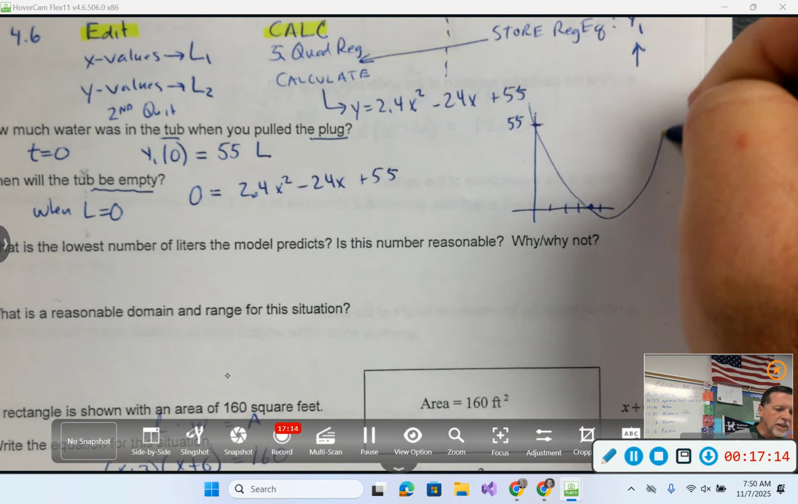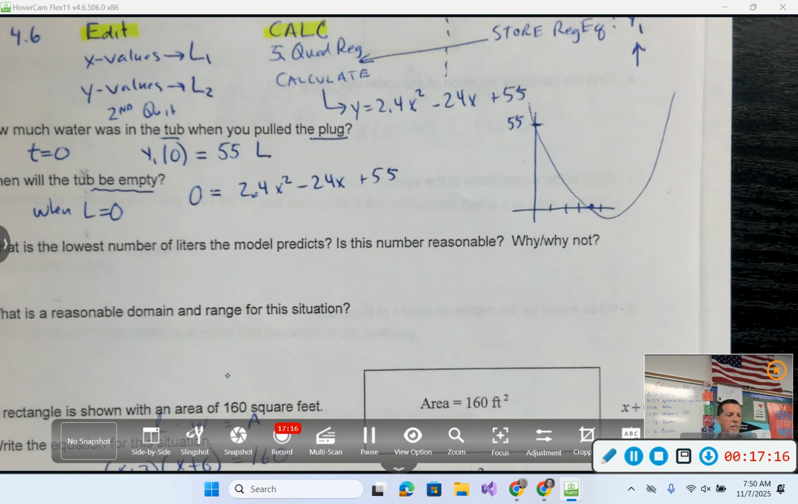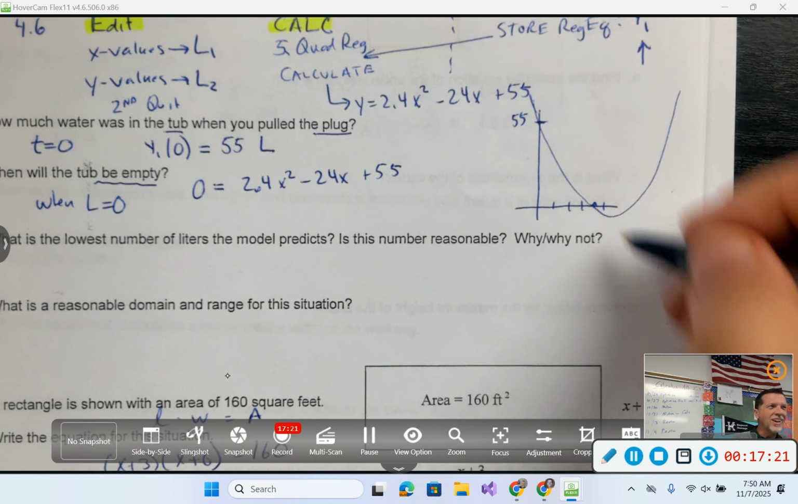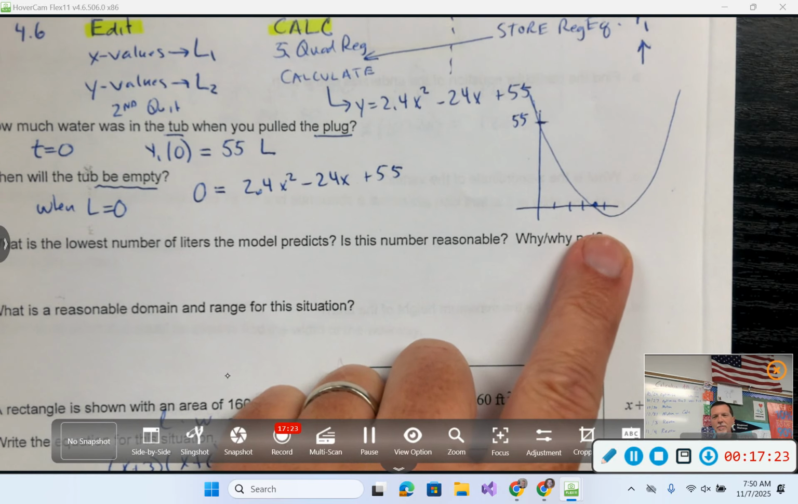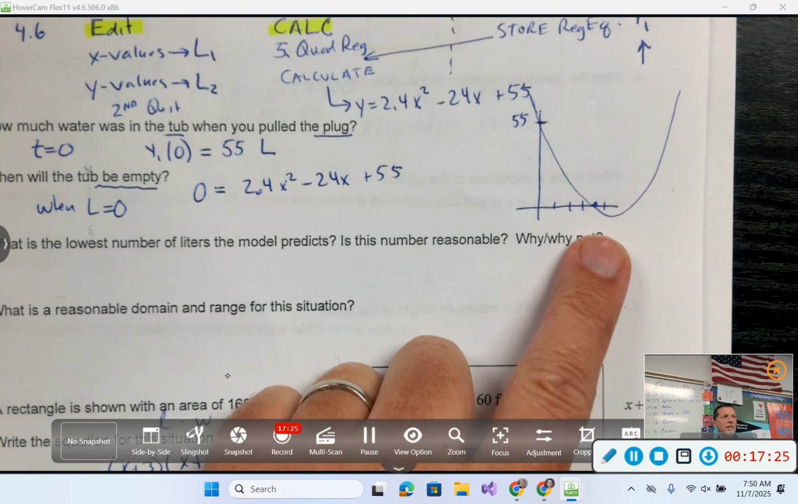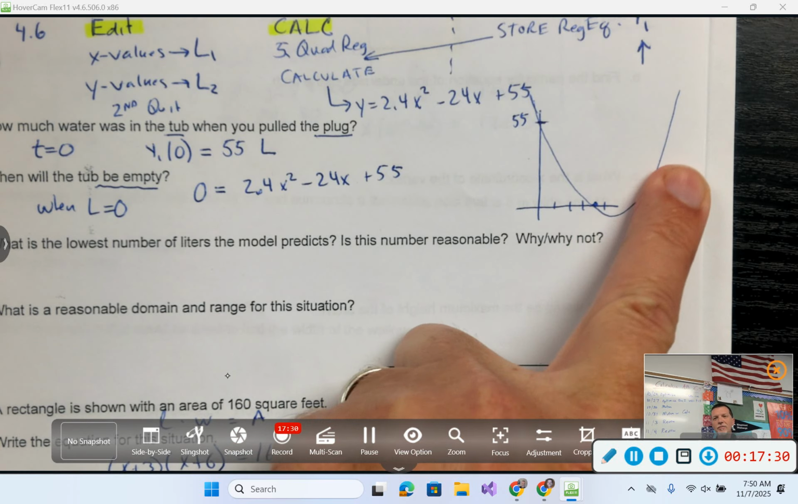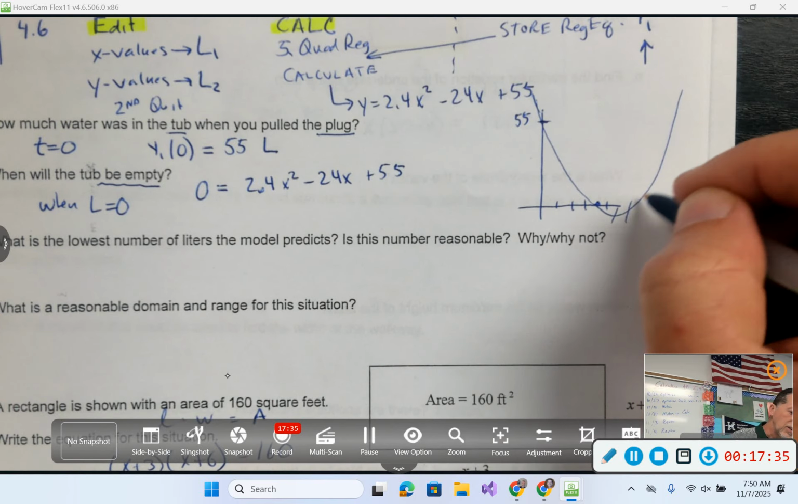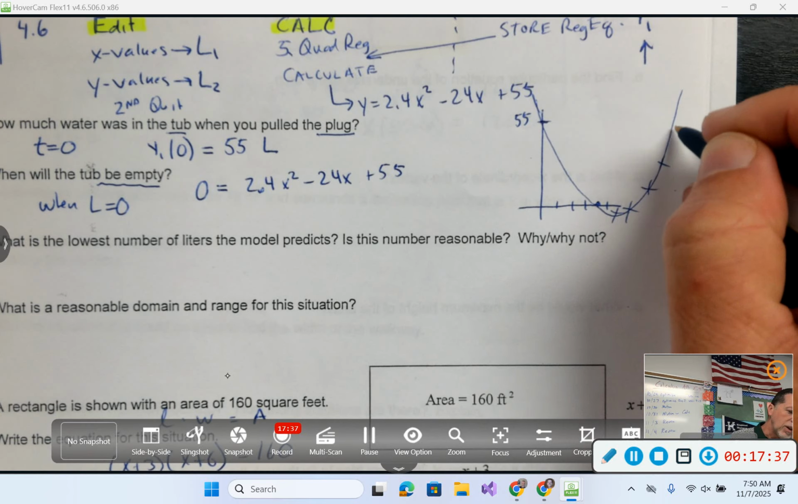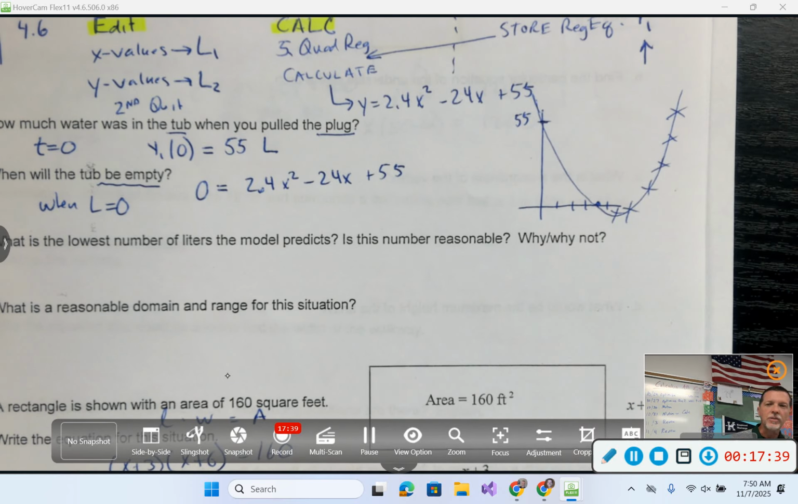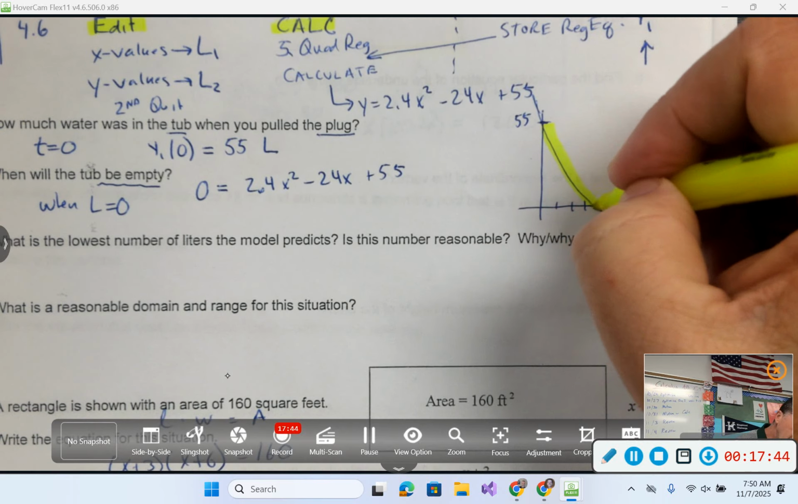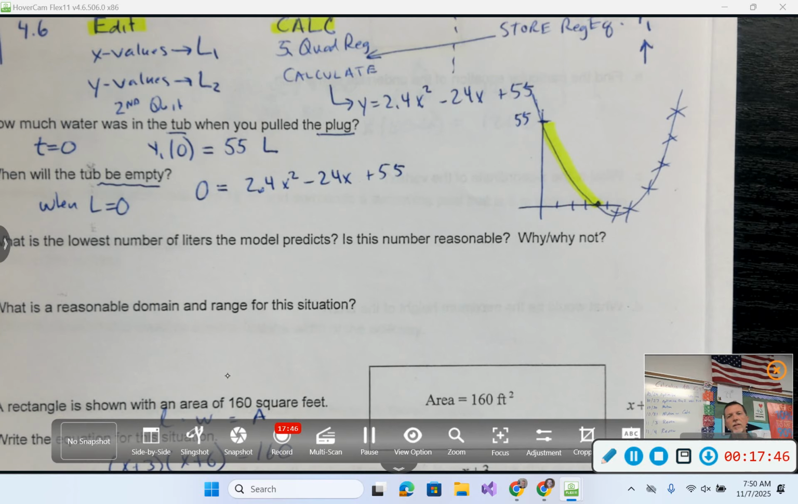And this is a little bit like yesterday where the model is a parabola, but once L is 0, the model doesn't really mean anything anymore. Right? We don't have negative liters in the bathtub, and then a few minutes later it starts filling up mysteriously. So once we hit 0, our model is kind of done. We don't need the rest of this. What we're concerned with is we started at 55, we end at whatever that spot is.